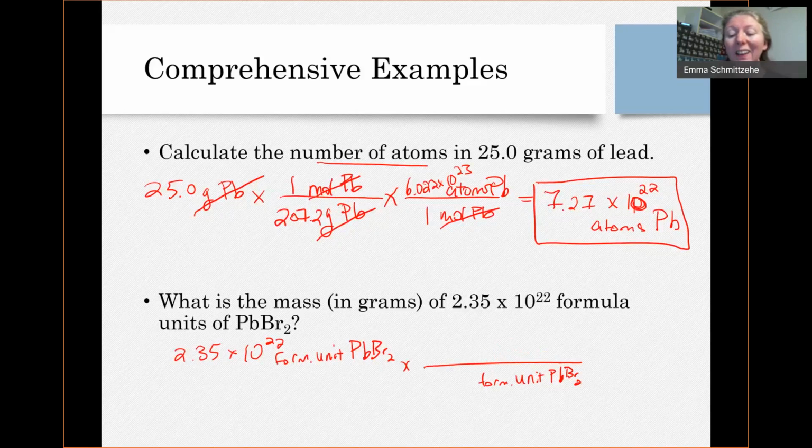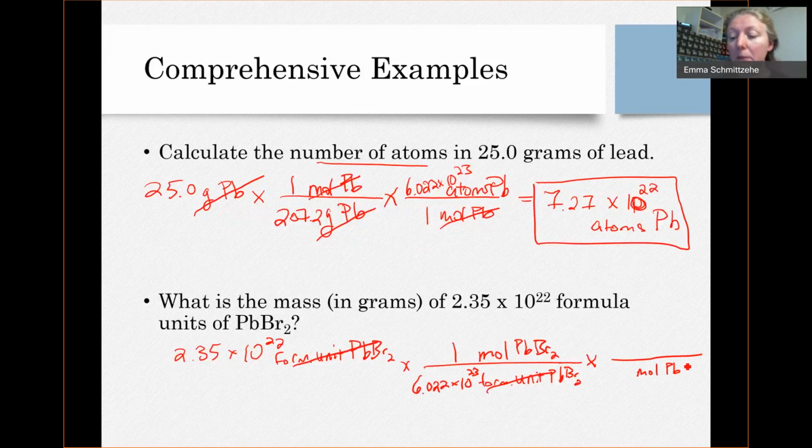Okay, and we can always relate the number of particles of something to the number of moles of that thing. That link is Avogadro's number. So 1 mole of something is always 6.022 times 10 to the 23rd of the particles of that thing. So my formula units are going to cancel. And now I want grams still. And I have moles, so I'm going to cancel those moles.